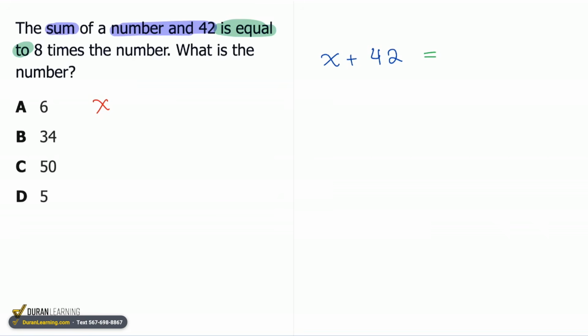Sweet. And then from there, what I'll go ahead and proceed to do is ask, what does the right side mean? And the right side means 8 times the number. So let me use a different color there. Let's go ahead and use red. 8 times a number, that'll be written as 8 multiplied by x. Just like that.